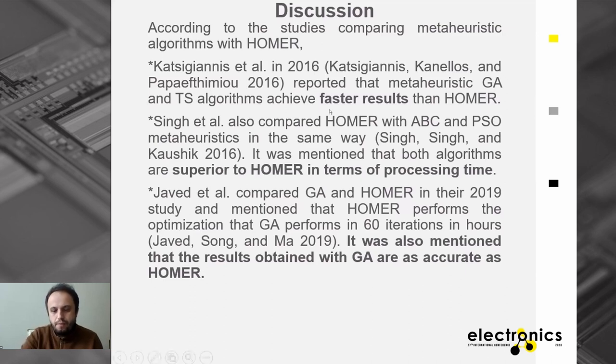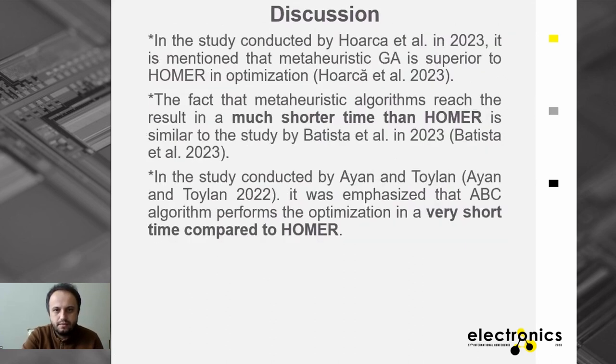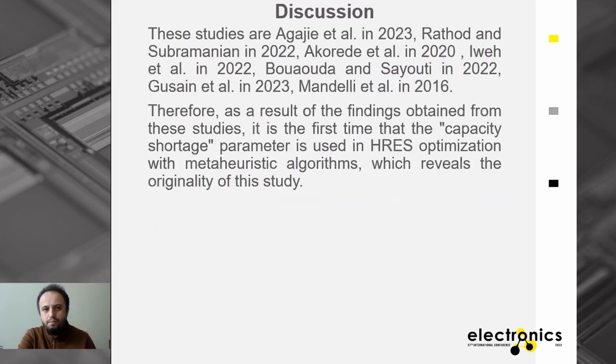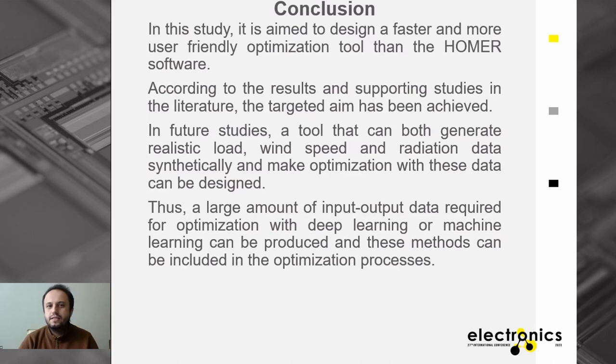Here are supporting papers for my study. These papers say metaheuristics are superior to Homer. And here are the review articles which support me: no capacity shortage parameter has been used before with metaheuristic algorithms. So I am concluding. In this study, it is aimed to design a faster and more user-friendly optimization tool than the Homer software. According to results and supporting studies in the literature, the targeted aim has been achieved.